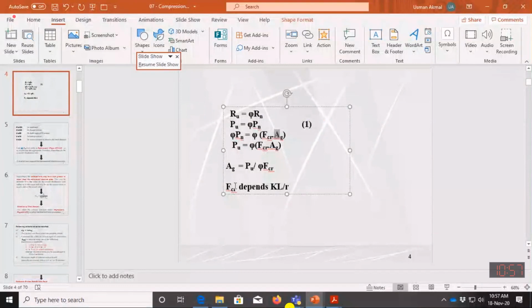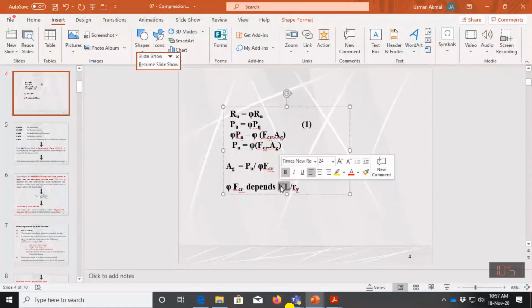But we know that the phi c Fcr value is a function of slenderness ratio. For this section, we also know the radius of gyration about the y-axis. It means that if we know the slenderness ratio of this section, we can easily determine the phi c Fcr value. And if we know the phi c Fcr value, we can easily determine the capacity of the section. So ry is already given, known, because we know the section. Only the effective length is not given.